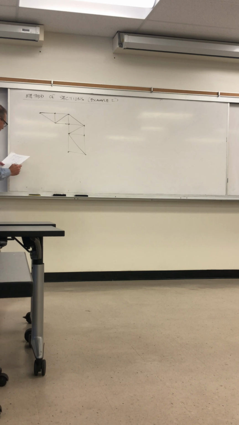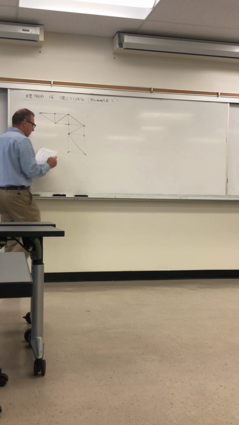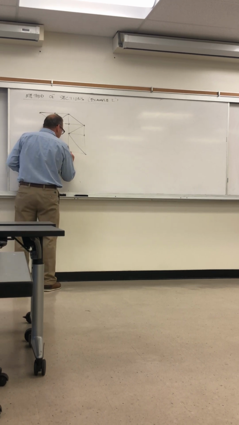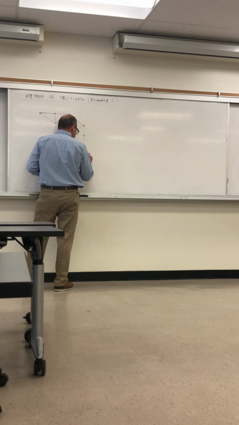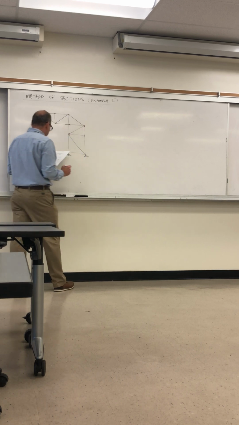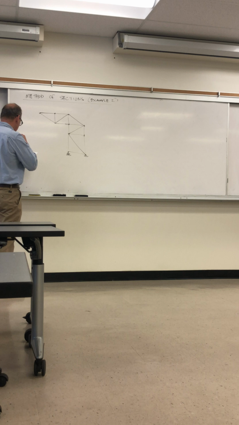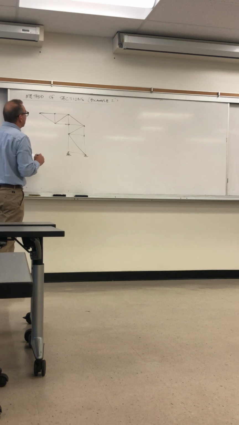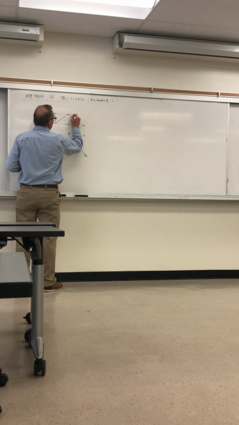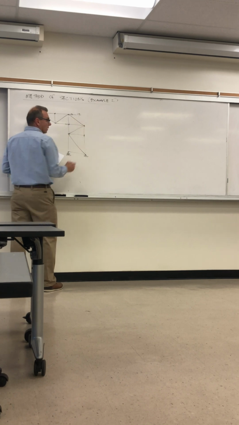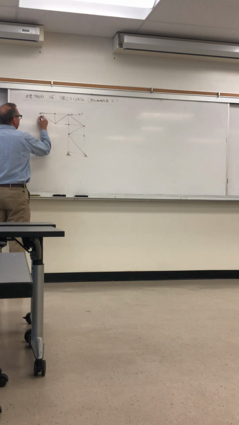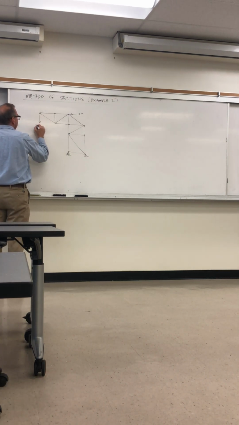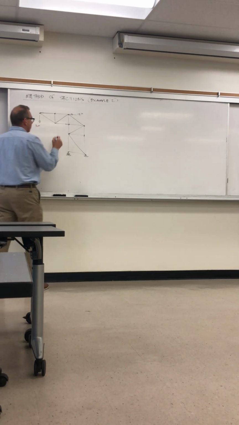Here is what the truss looks like. The reaction points are at the bottom, and here's the roller here, and the pin here. We have a horizontal load applied here, 12 kips, a vertical load of 30 kips here, and a vertical load of 18 kips here.